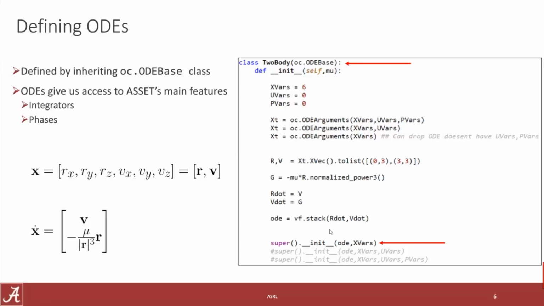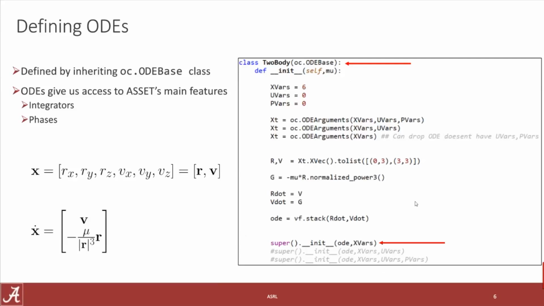Once you finally have a VF stack that has the same size as your state variables, you're now going to do the super init. You're essentially running the initialization method of this ODE base class, passing in the derivatives as a vector function. This VF stack makes a size 6 vector function of the derivatives, and then the size of your states, size of controls, and parameters as relevant.